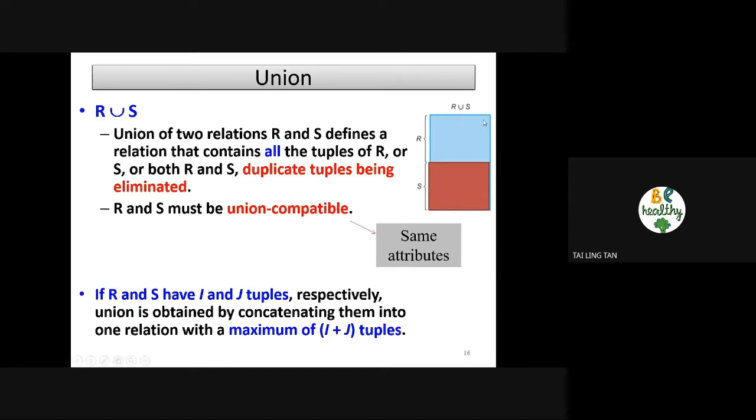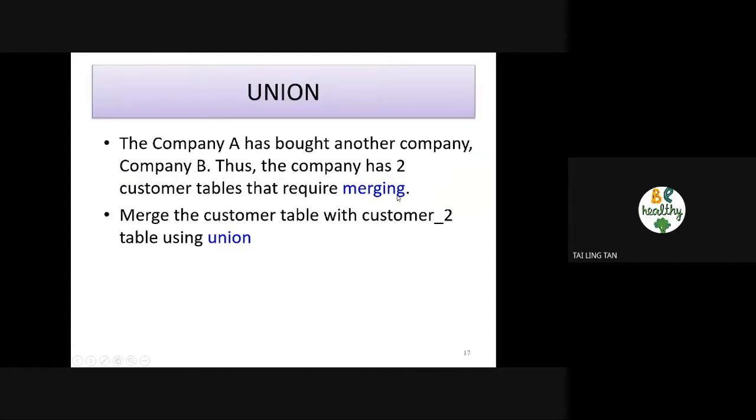If a picture describes it better, you can see we have R and we also have S. The union is actually all of this. But of course, records that are duplicates will only be used once. For union, here is an example: company A has bought another company B.